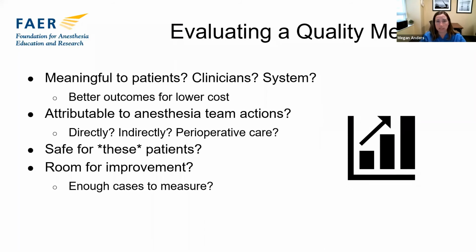It's always important to consider, is this safe for these, meaning your own subset of patients, when you're talking about implementing for quality. And this is also an area for research. Is a quality measure that's good for one group of patients also good for another group of patients? And how do we individualize that care to the extent needed?